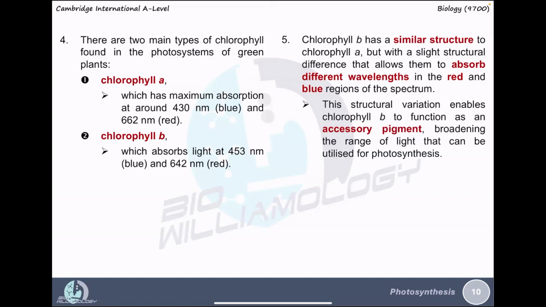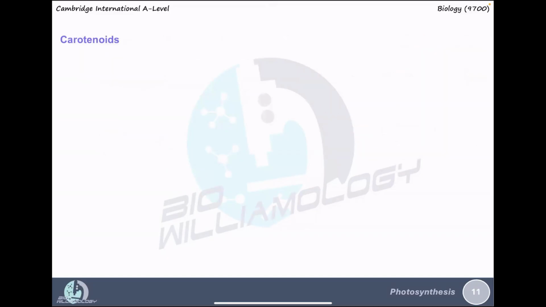This structural variation enables chlorophyll B to function as an accessory pigment. As we know, an accessory pigment increases the range of light that can be absorbed in a photosystem, which is used for photosynthesis. The next type of pigment is carotenoids.